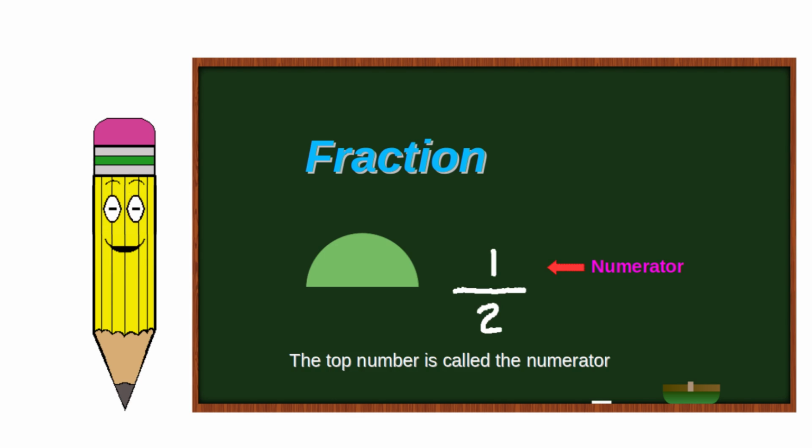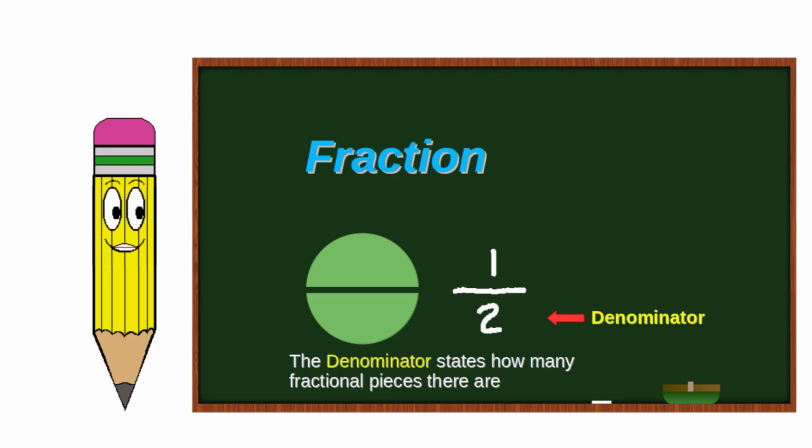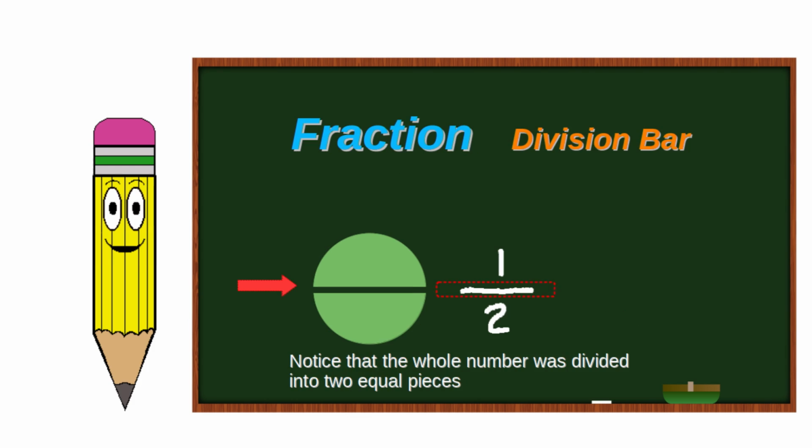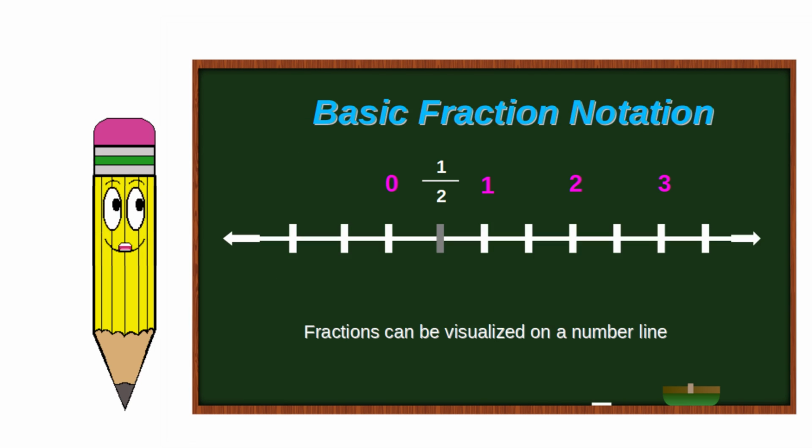The top number is called the numerator. The numerator states the quantity of equal fractions. The denominator states how many fractional pieces there are. Notice that the whole number was divided into 2 equal pieces. Basic fraction notation.